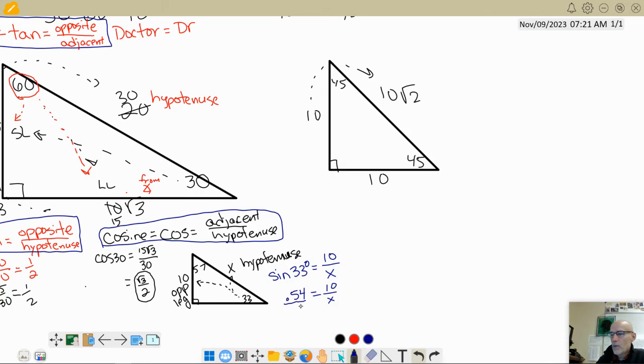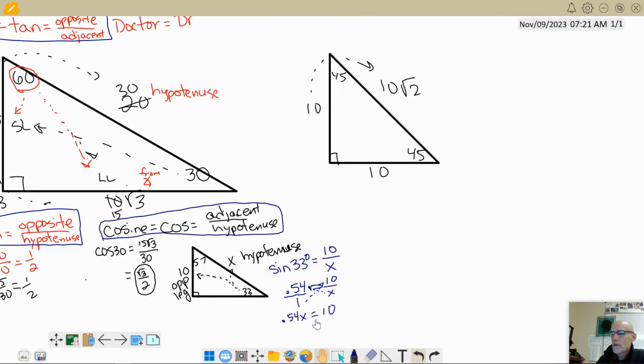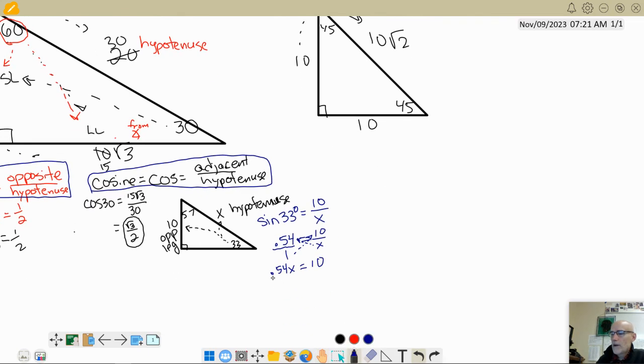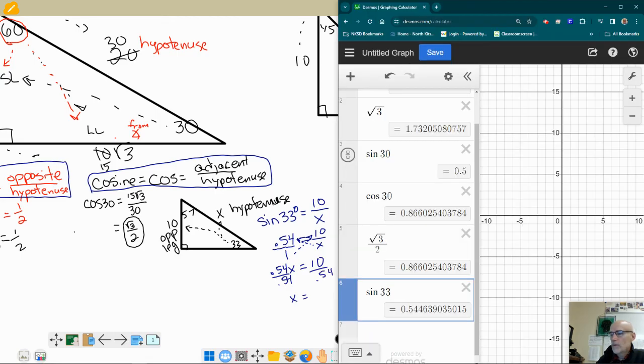I could think about 0.54 as 0.54 over 1, and then I could cross multiply. We've done a ton of this, right? So I get 0.54x is equal to 10, and then I'm going to divide both sides by 0.54. So let's do that right now. I divide by 0.54, divide by 0.54, and I get x is equal to, let's jump back over here.